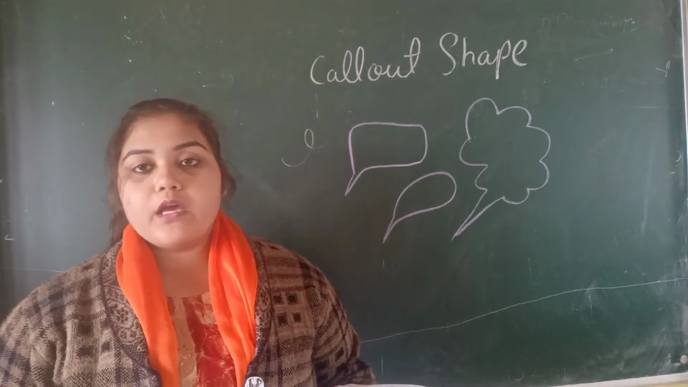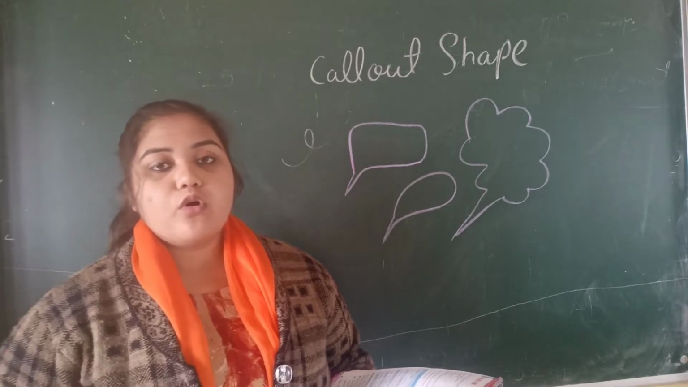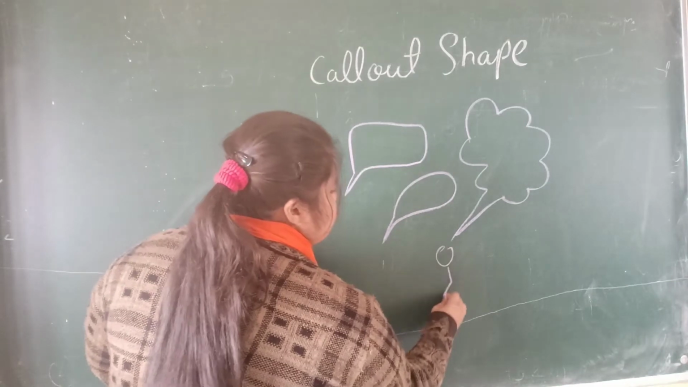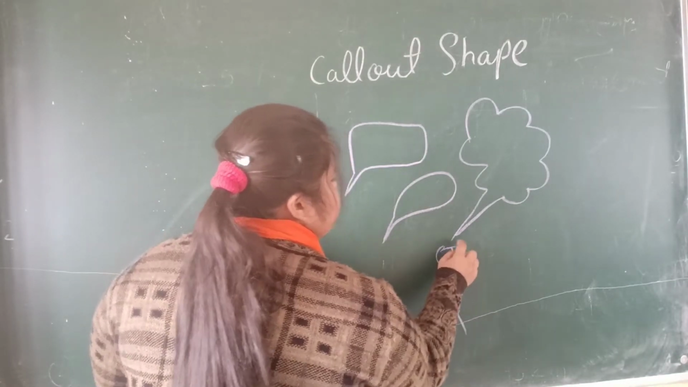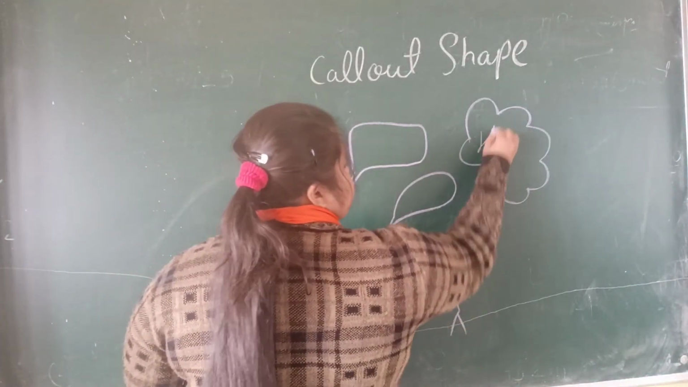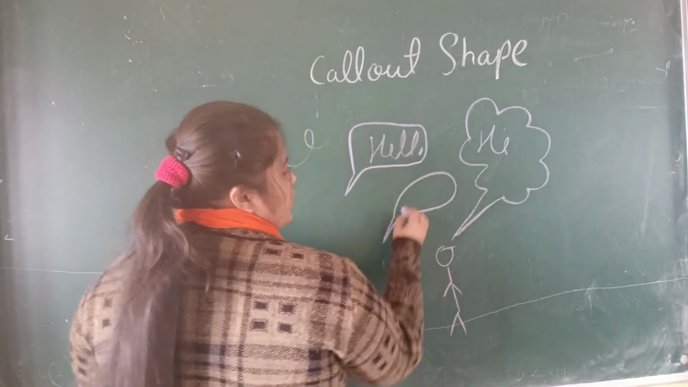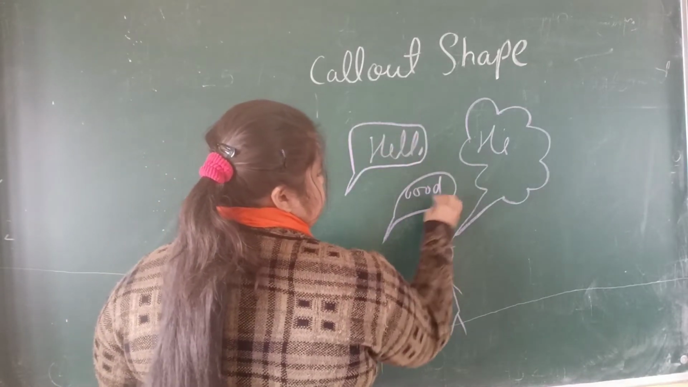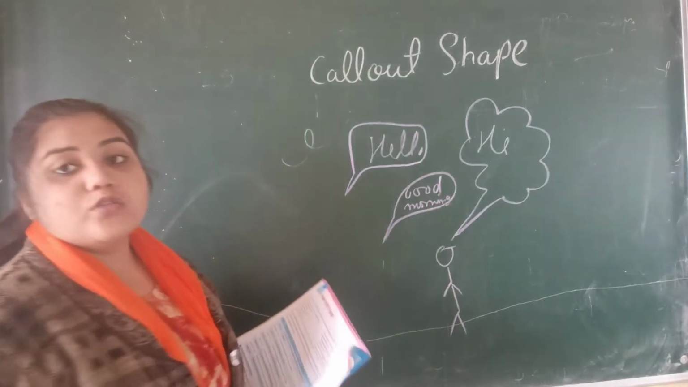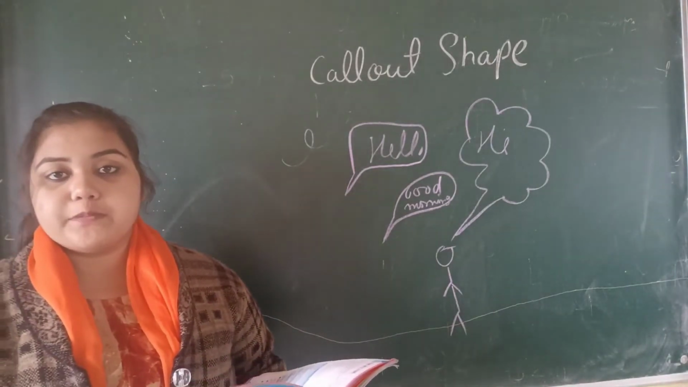Suppose any cartoon is thinking something in the mind. So above his head, suppose this is a cartoon, a callout like this type will be made, and it will be shown like it is written there. So here you can write hello also. Here you can write good morning. So these shapes you have seen. Many different types of callouts and shapes are there.